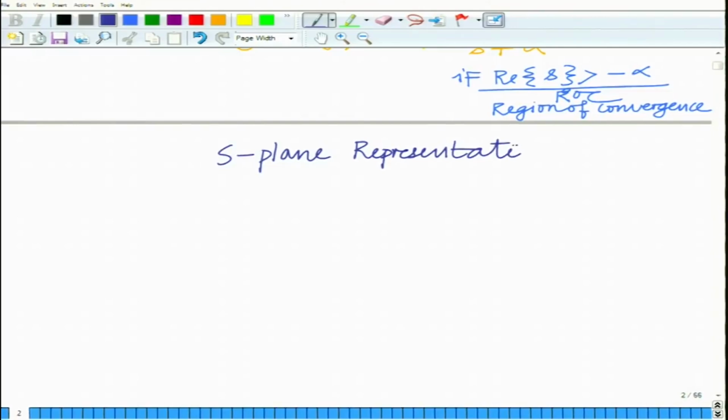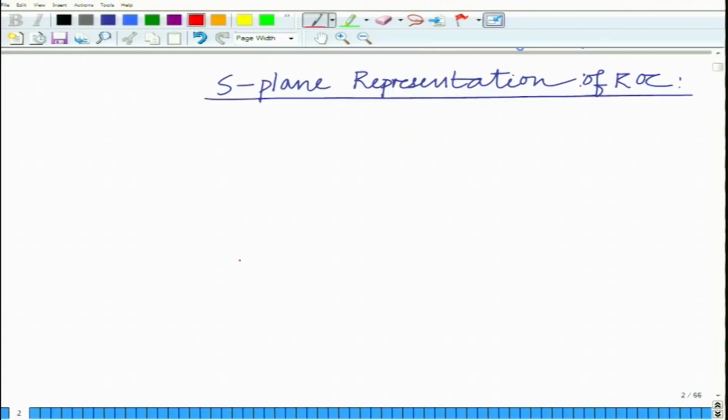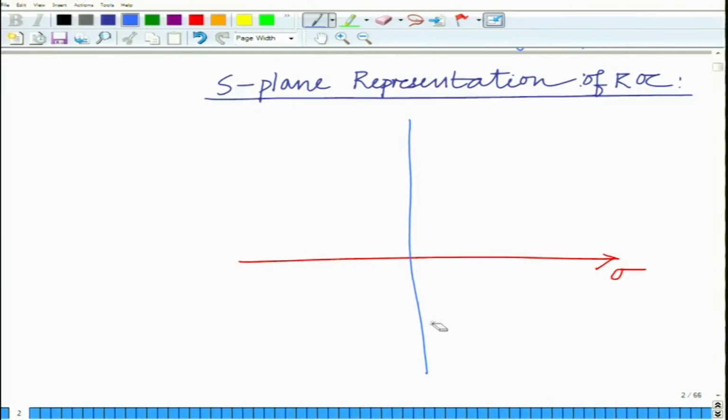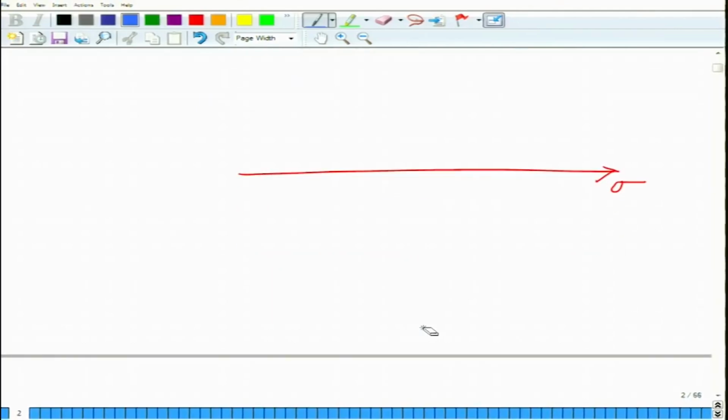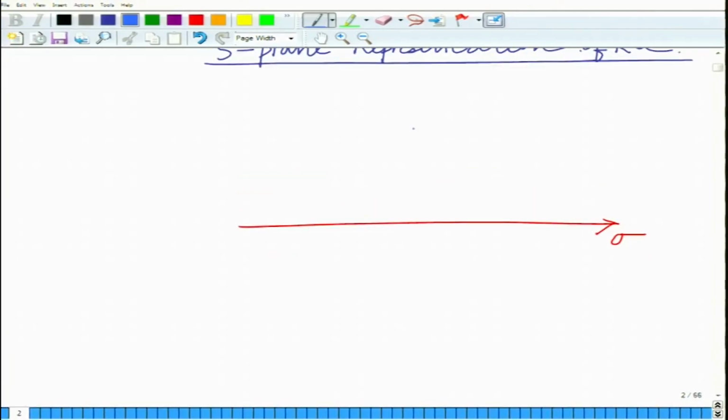So, in the S plane, this can be represented, the S plane representation of the ROC. The ROC can be represented in the S plane as follows. The S plane simply contains the real part, that is sigma, on the x axis, and the imaginary part, that is j omega, on the y axis.